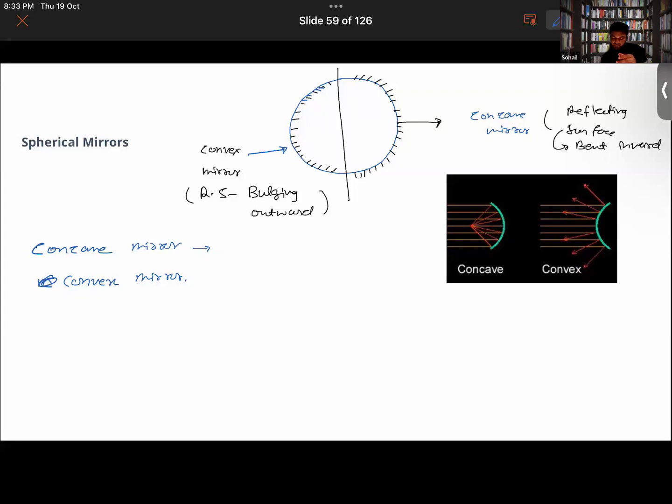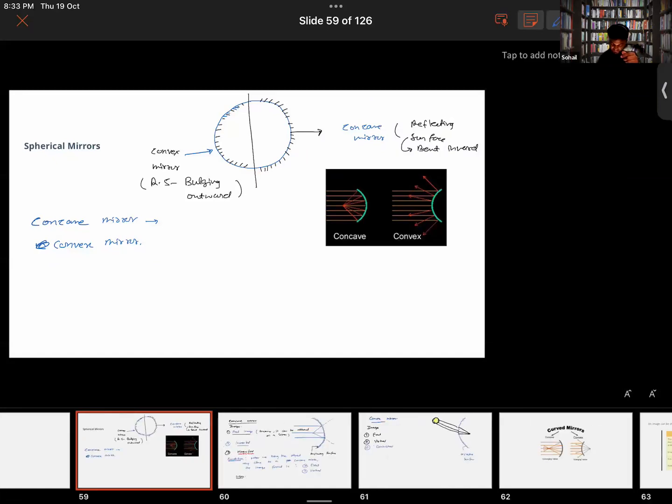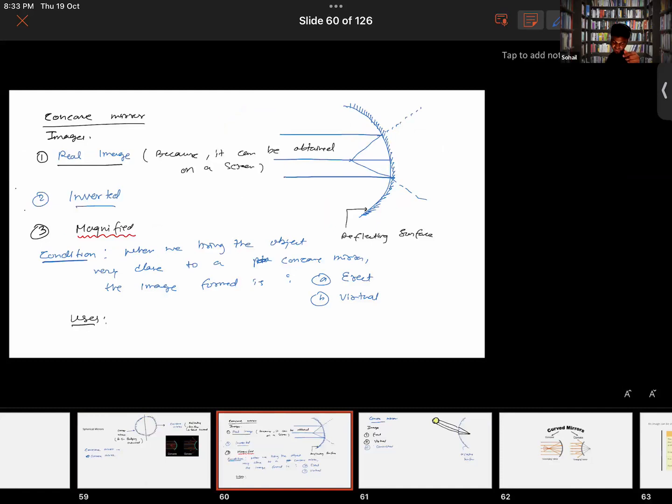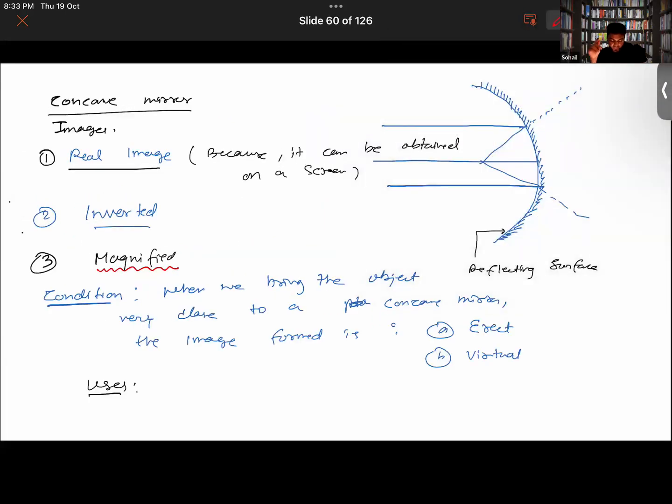Okay, look here. In the previous class, we were talking about the two types of mirrors, namely the concave and the convex mirrors. I will be revising them once more quickly. Look here. A concave mirror is the one that looks like this, where the reflecting surface is bent inward like this, okay, in this manner, right?